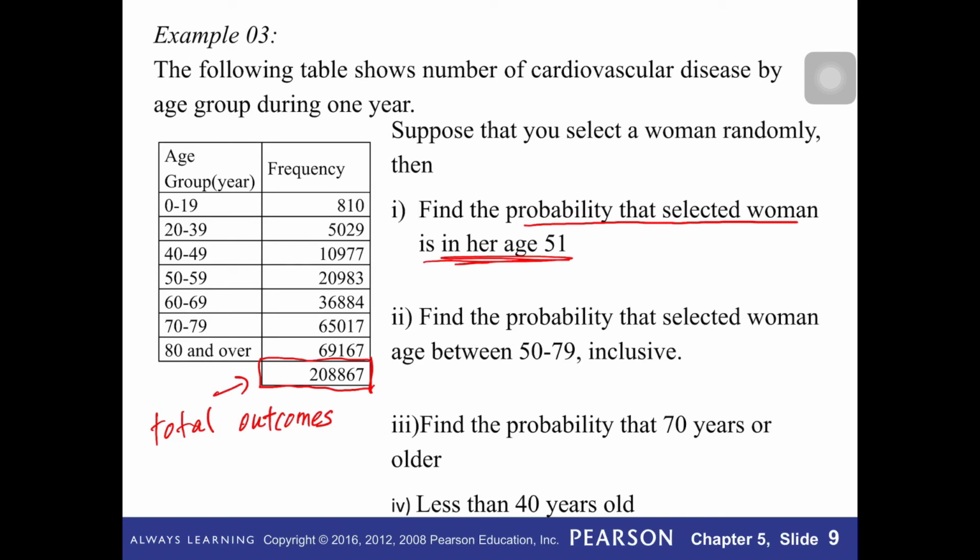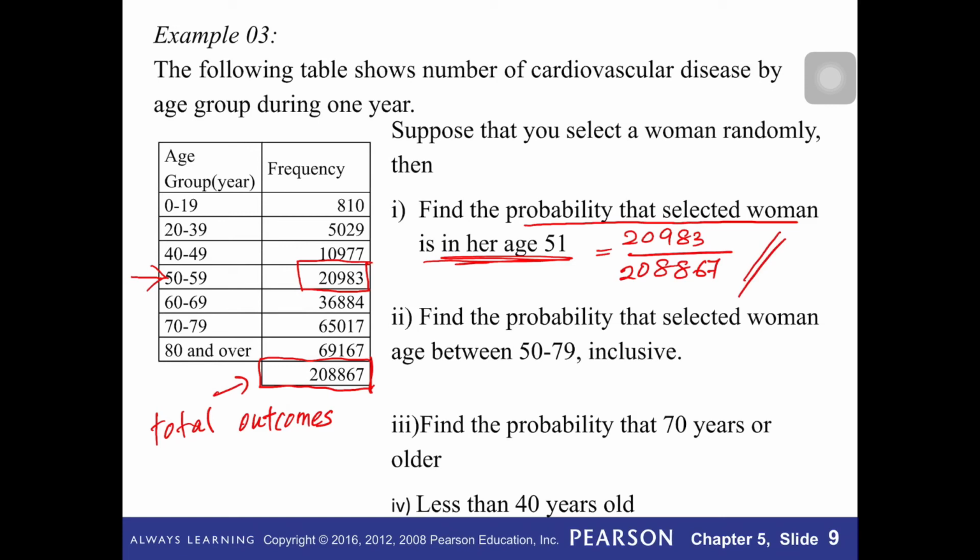So age 51 in this case, right? Age 51 includes this age group. So what is the frequency? This much. So the probability is equal to, this is the frequency, 20,983 divided by the total outcome, which is 208867. So you can use your calculators and get the decimal value.